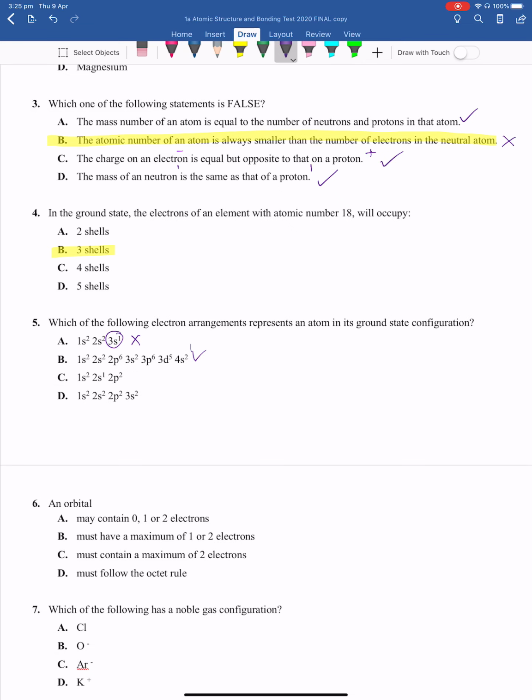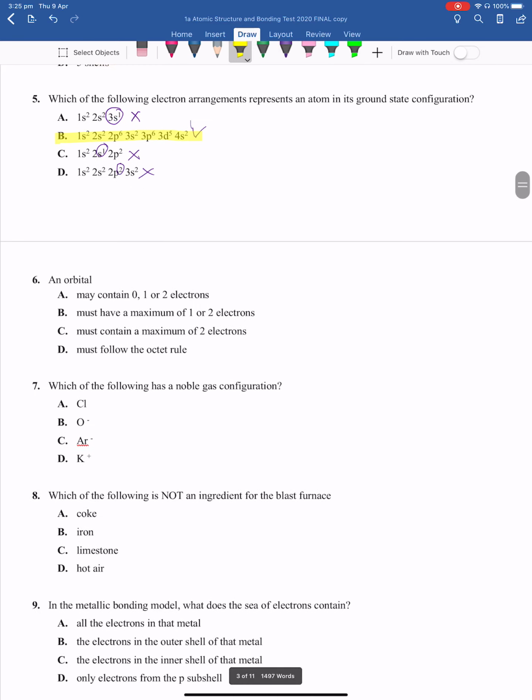The next one, 1s, 2s, 1. Okay, so that one's wrong. It's 1s, 2s, 2p, 2. Not enough there either, so that one must be excited. So yet again, our answer for this one is going to be B.